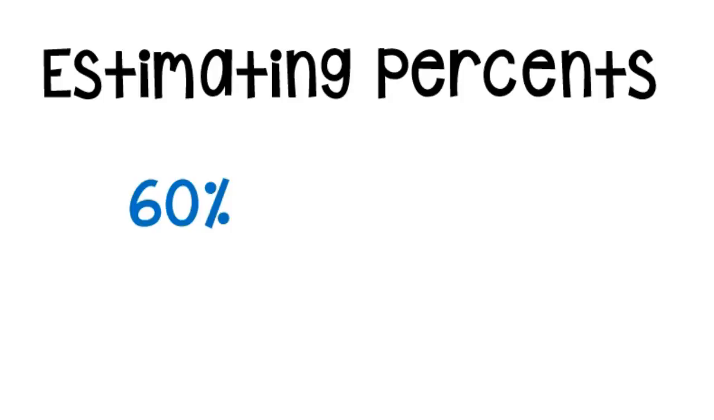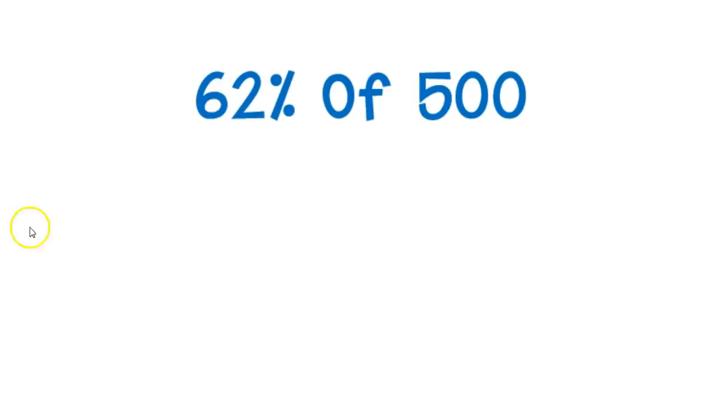If we're talking about 60%, for example, we can also think of 60% as 6 times 10%. So you could figure out what 10% of something is and then just multiply that by 6. So I want to go through an example with you. If you were asked what 62% of 500 was, then you could use 60% of 500. And if you think about this, it is 6 times 10% of 500.